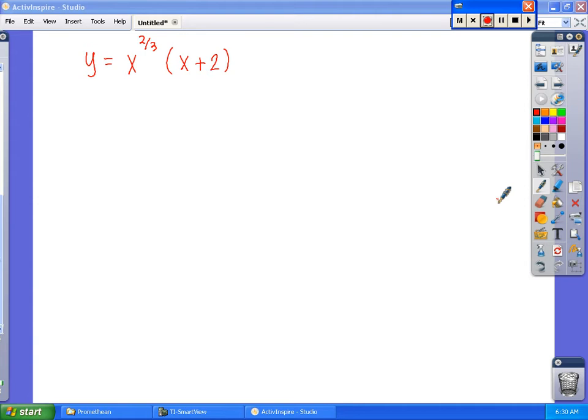So this is part 2 where I'm going to just do another problem for you. In this problem we have x to the 2/3 times x plus 2. So how I figure out the domain is looking at each piece. The domain of x to the 2/3, that's an odd root, so my domain for that is all real numbers. This piece's domain is also all real numbers. So the domain for this is literally all real numbers.